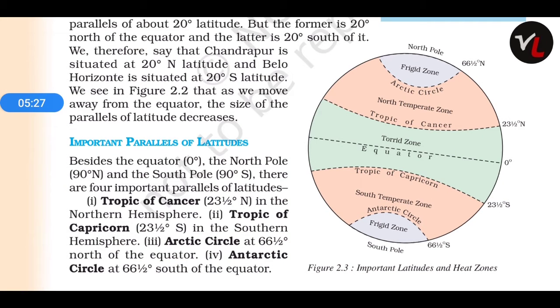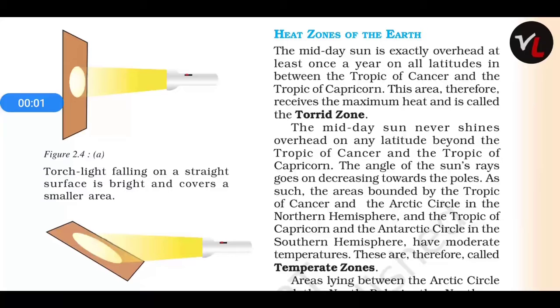We can see it in the figure. Tropic of Cancer is 23.5 degree north. Arctic Circle is 66.5 degree north. Tropic of Capricorn is 23.5 degree south. Antarctic Circle is 66.5 degree south.